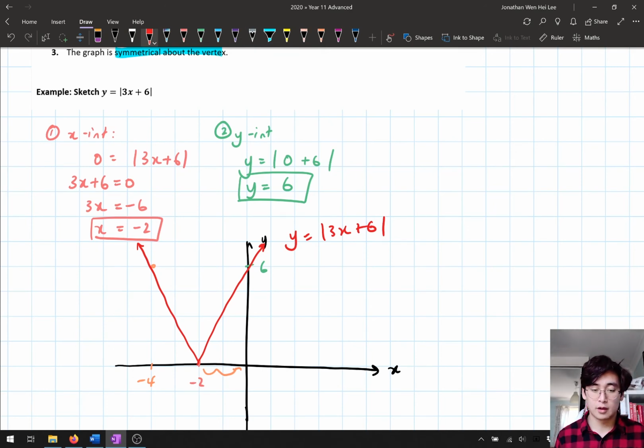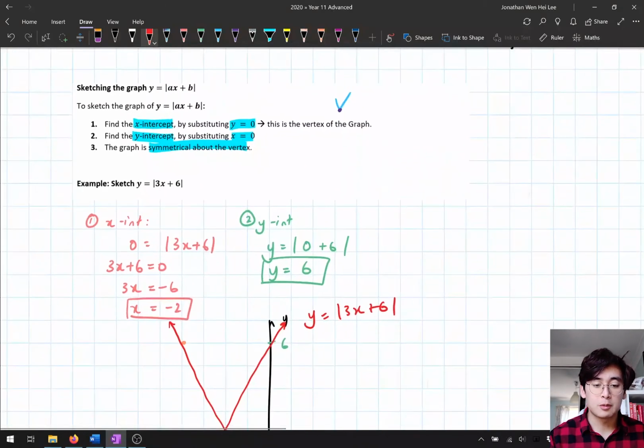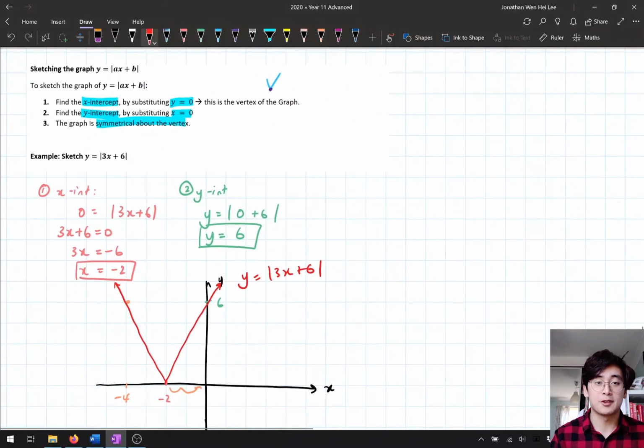So there we go. When we're sketching the graph of an absolute value function, these are the steps we do. We find the x-intercept, find the y-intercept, and then it's symmetrical about that vertex.